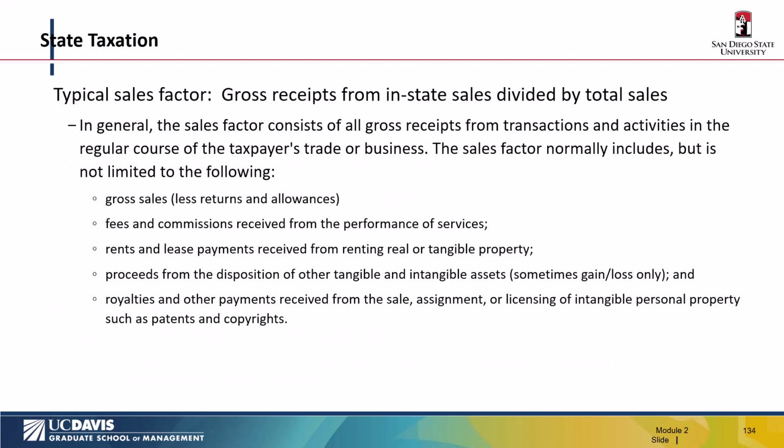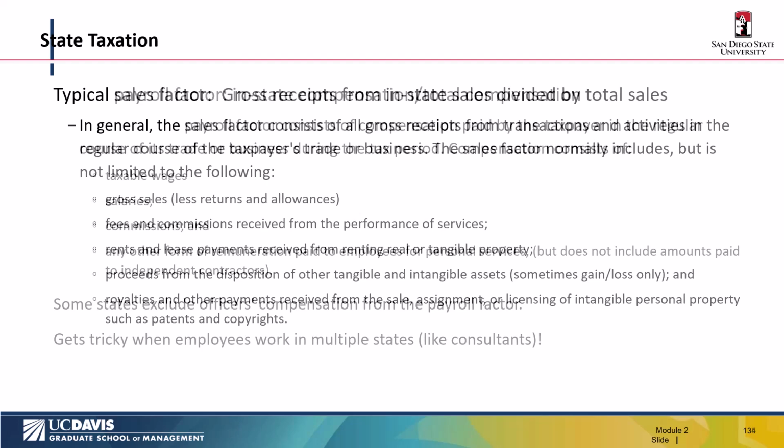So typically to calculate the sales factor, you're considering gross receipts from in-state sales divided by total gross receipts from all sales. The sales factor considers gross receipts from transactions and activities in the regular course of a taxpayer's trade or business. It normally includes, but is not limited to, gross sales, fees and commissions received for services, rents and lease payments received from renting real or tangible property, proceeds from the disposition of other tangible and intangible assets, although sometimes that's only the gain or loss amount, and royalties and other payments received from the sale. So it's supposed to be a fairly all-encompassing number.